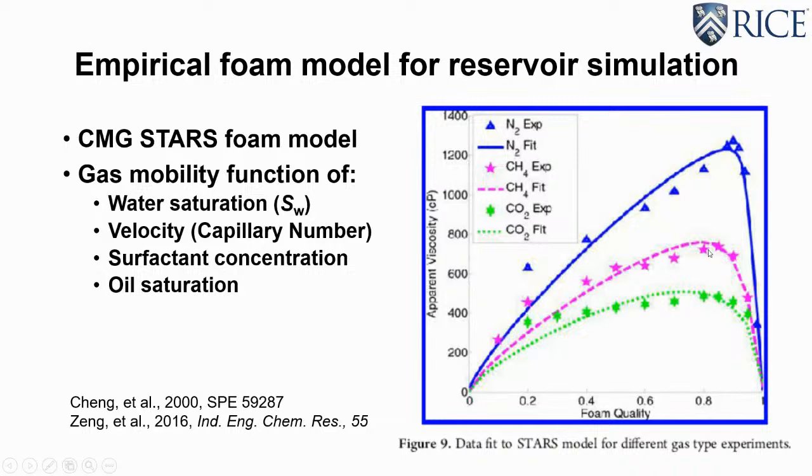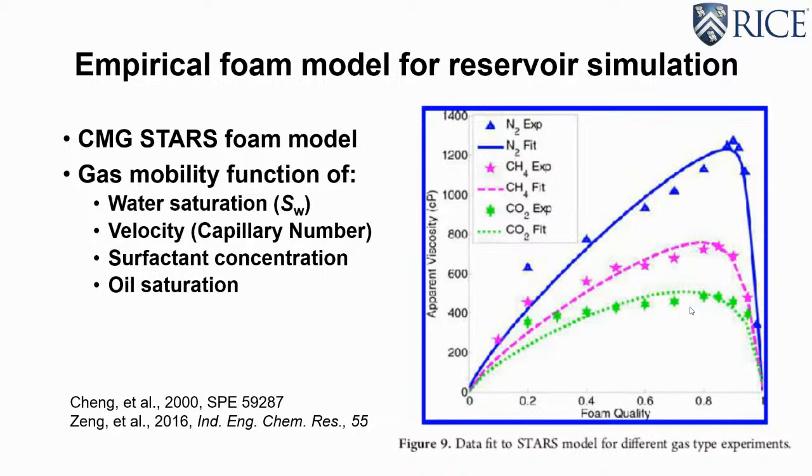And so you can see that you can fit the experimental data to the STARS model using the parameter estimation. Now you may be wondering, well, why is CO2 weaker than nitrogen foam? Well, CO2 is much more soluble in water than nitrogen.